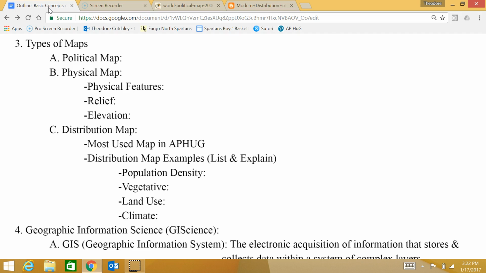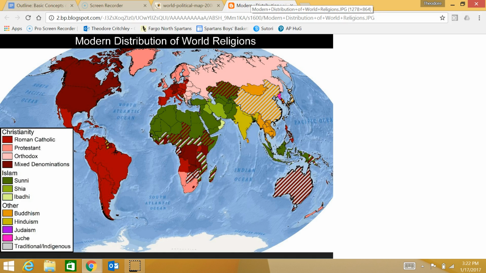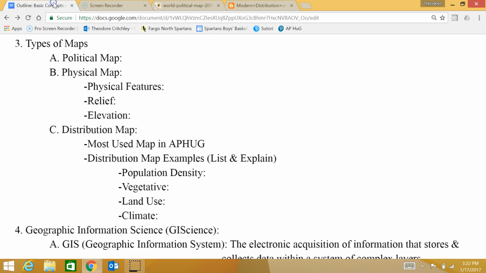Now, looking at our pages right here, we can see what a distribution map looks like. We have a modern distribution map of world religions. You can see, for example, the darker maroon shows Roman Catholic, the pink shows Protestant. We can look at different types of religions that are being formed here, with Islam being the greenish colors and the different types of Islamic practices that exist right there. So this is a good example of a distribution map, especially since the word right there in the title says distribution of world religions. So that's what we're looking at right here.